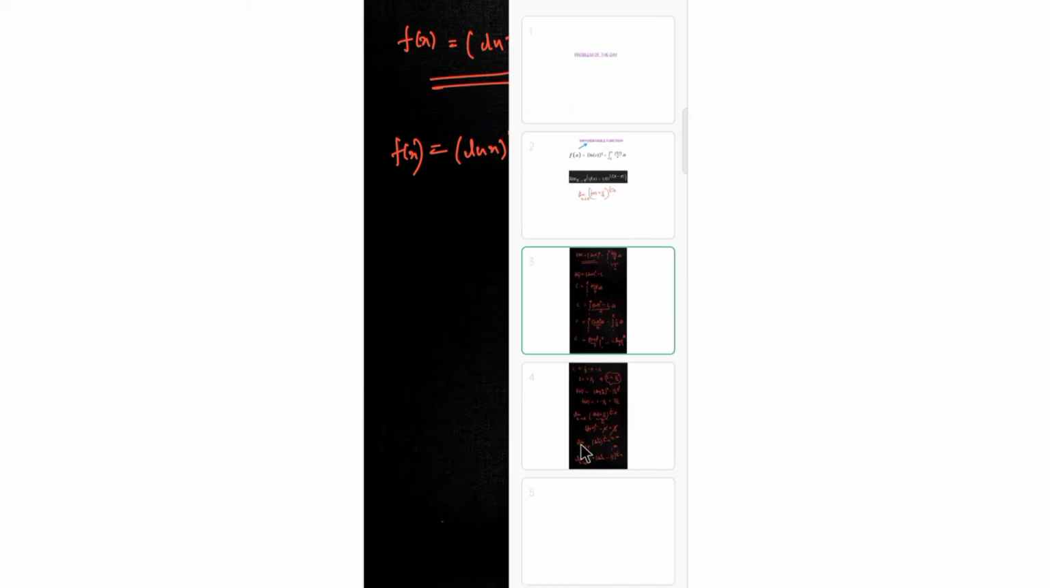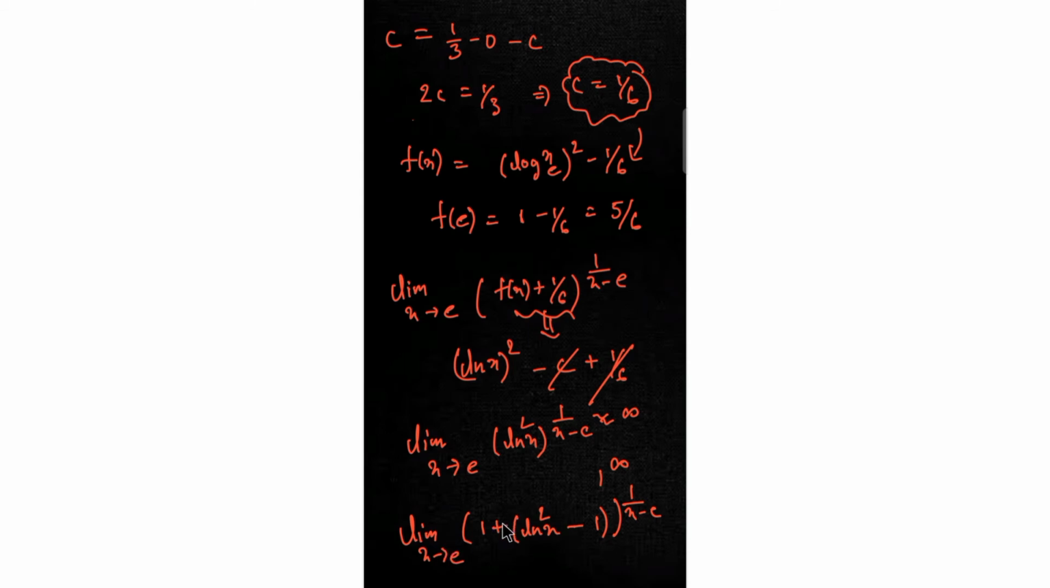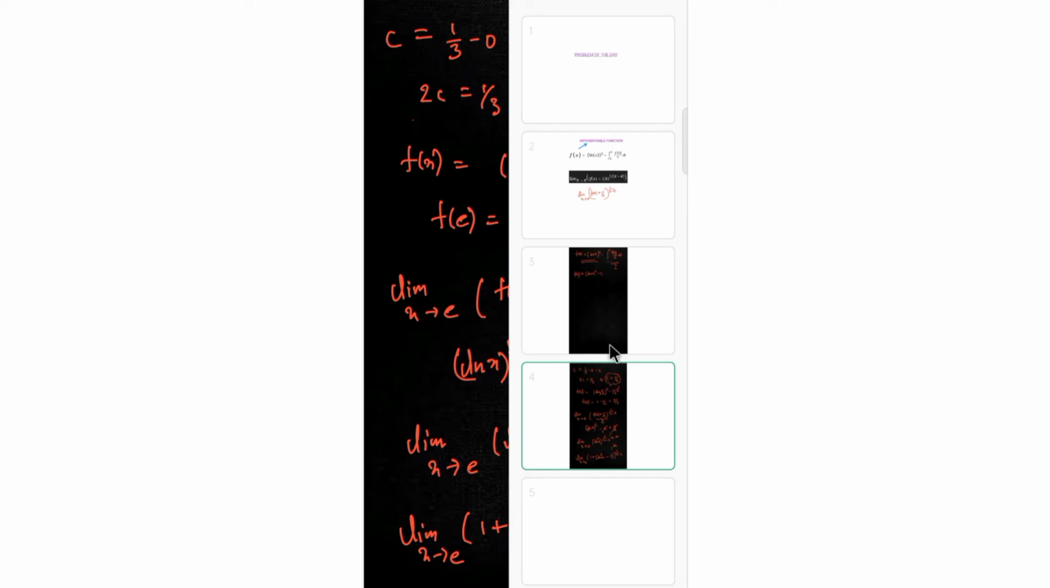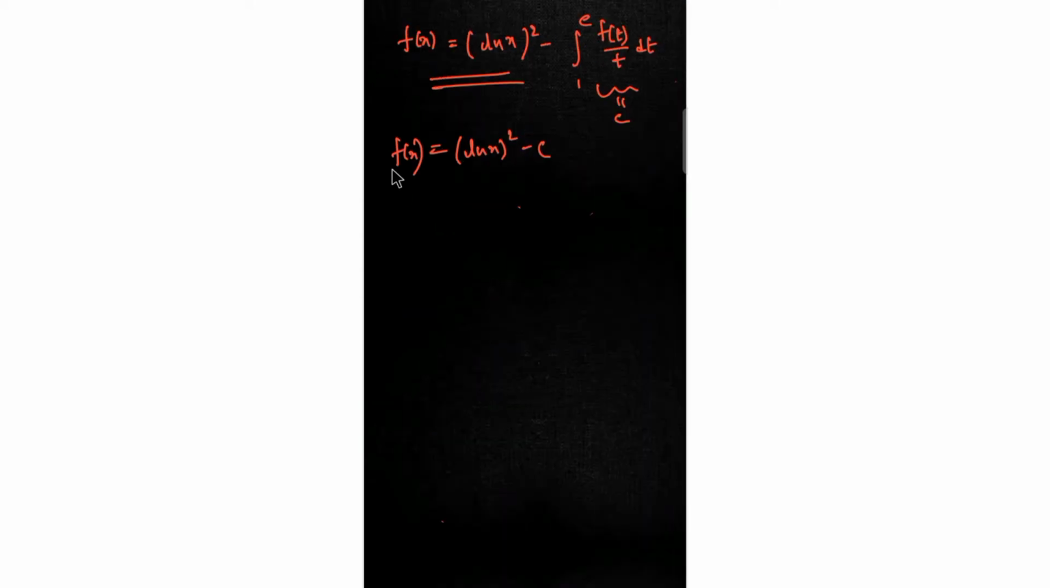So from here, we can check that we have (1 + ln x)² − 1, whole power 1 by (x − e). So I can write it here: limit x tends to e. Because we have a 1 to the power infinity form, I'll write that as e power limit x tends to e, 1 by (x − e) into ((ln x)² − 1).